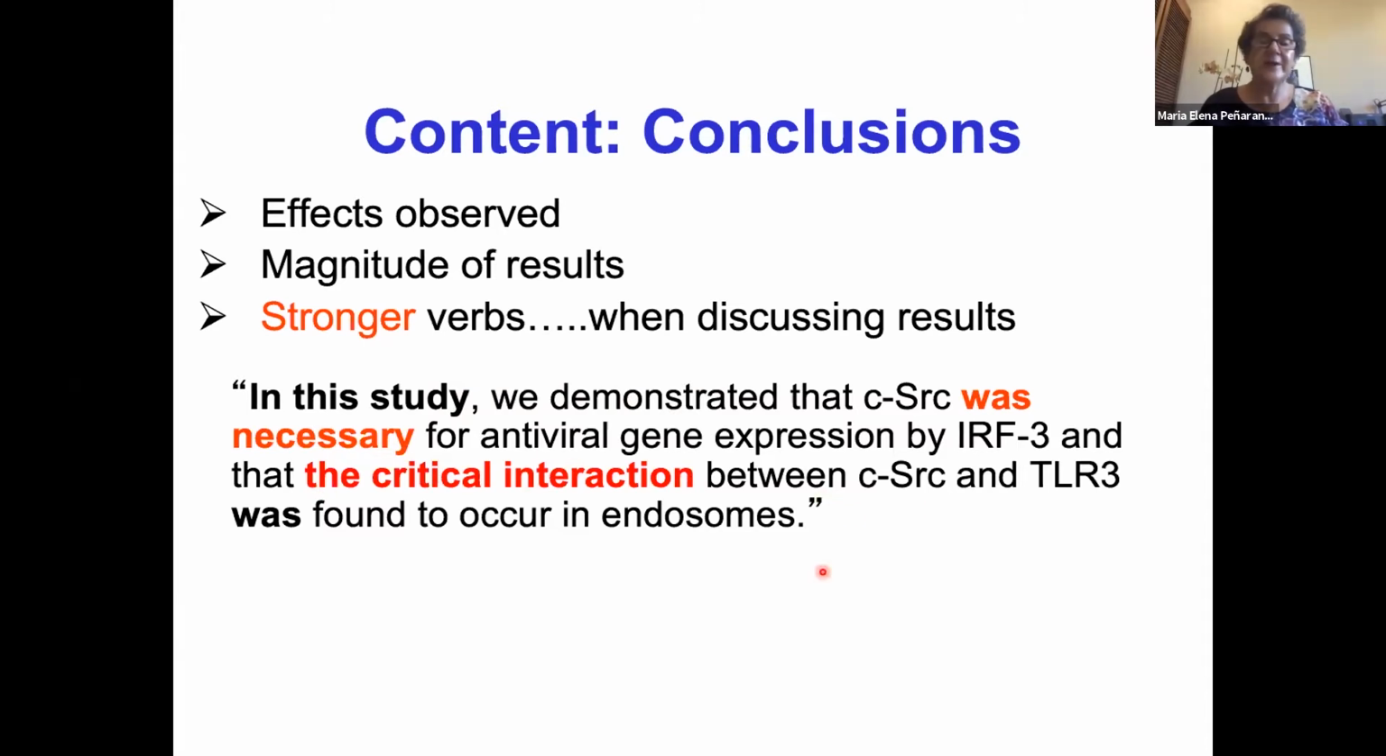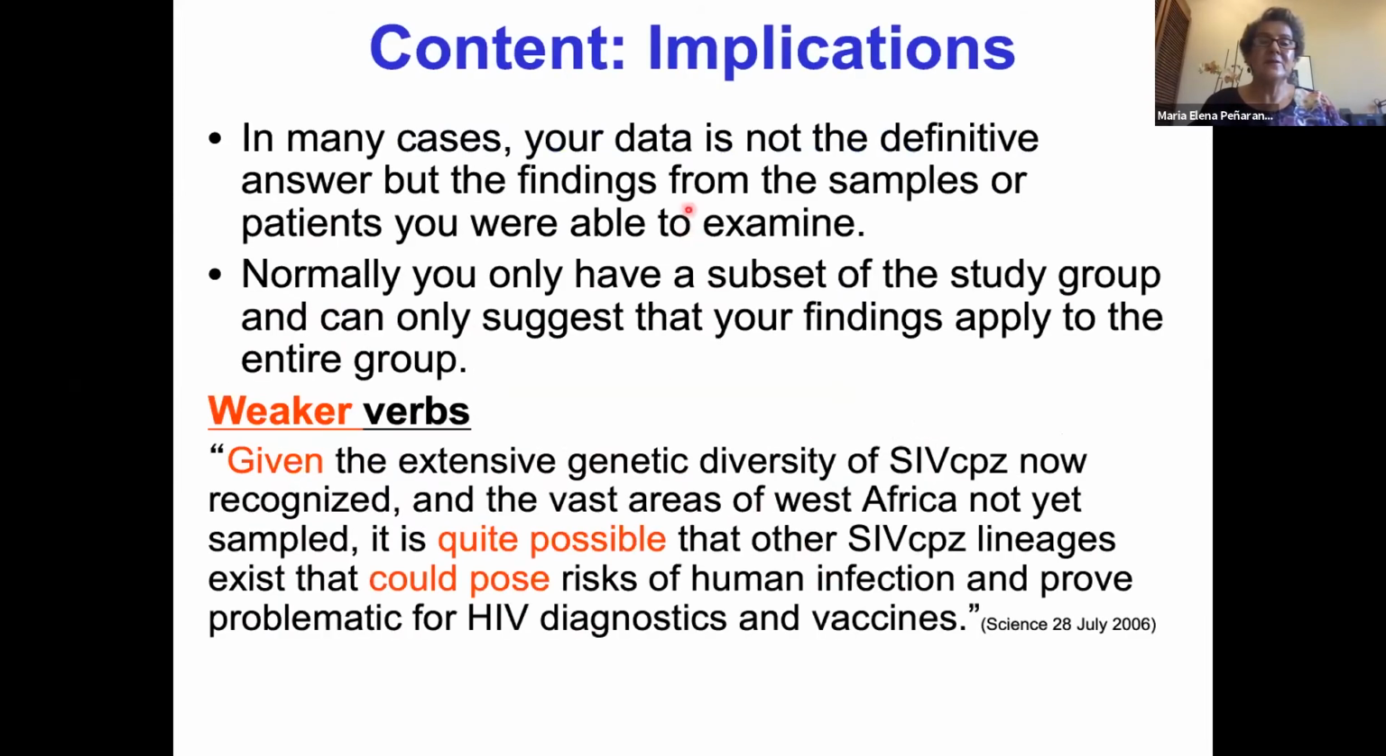So we're going to be clear about what we found, and then compare with the others in a maybe less strong way. In many cases, your data is not a definite answer, but the findings from the samples or the patients they were able to examine. Normally, you only have a subset of the study group, so you can only suggest that your findings apply to the entire group. So sometimes limitations are displayed, and you can suggest that your findings will be applied to the entire group.